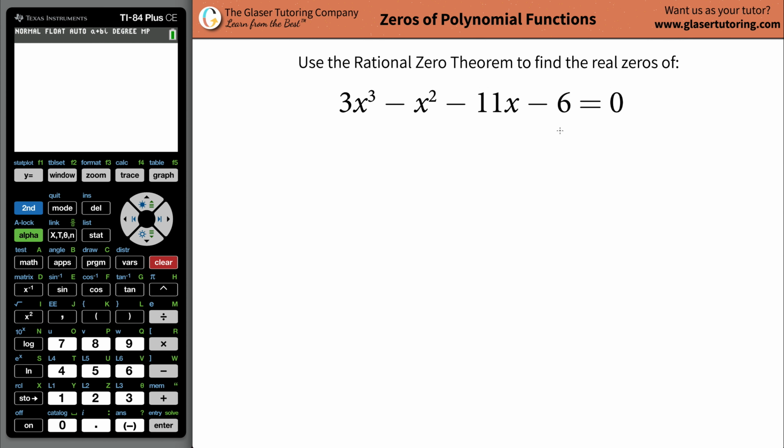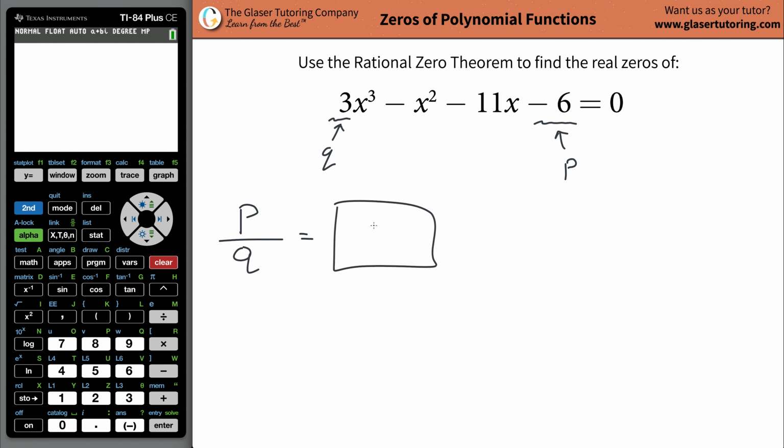Well, it basically says that if you find the factors of the constant term in your polynomial, call it p, and then you find the factors of the leading coefficient, the coefficient of the highest power of x, call them q, and you then take those factors p and divide them by those factors q, that will give you the list of possible real zeros. Okay?